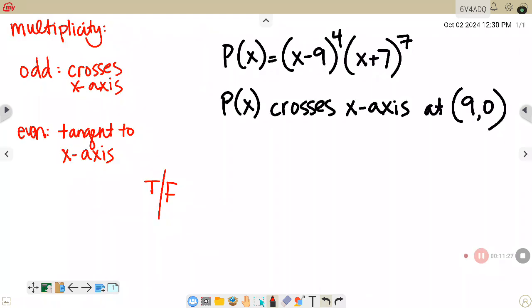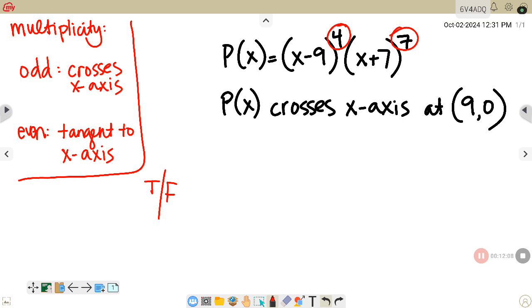All right, one more for this video. So this is going over the multiplicity rules again and what that tells you about the graph and what's happening at the x-axis. The multiplicities are the outside exponents. So this one has a 4 and that one has a 7. If your multiplicity is odd, you are going to cross the x-axis at that 0 or x-intercept. If your multiplicity is even, then you're going to be tangent to the x-axis at that 0 or x-intercept.